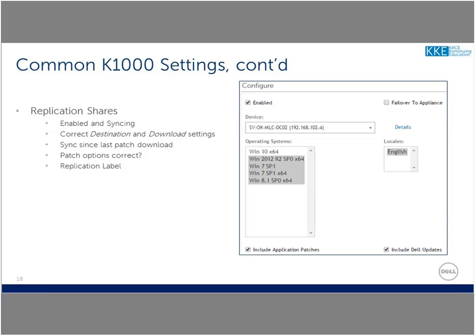Do I have the right devices going to the right replication shares? I do this by building good device labels based on locations, but maybe somebody went and changed a label. The right label is still associated with the replication share, but they went and changed the configuration of the label, and now it's got the wrong devices going to the wrong replication shares. This happens more often than you think, folks.